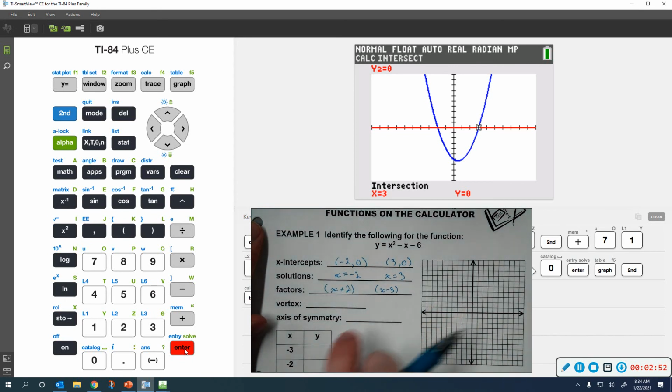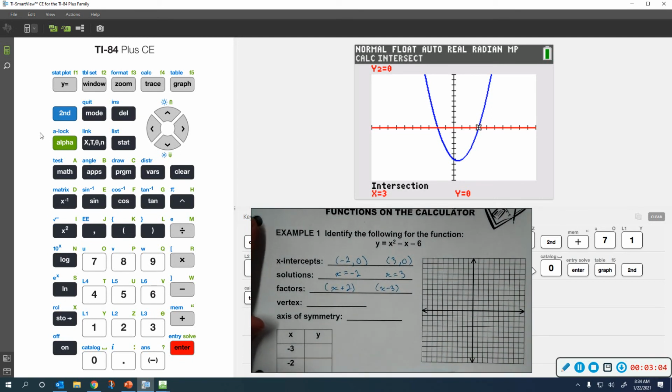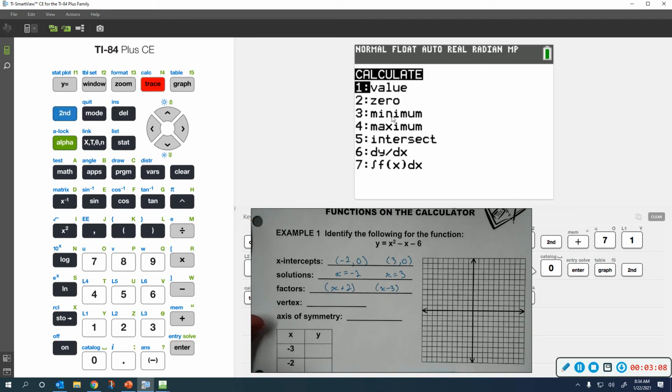For your vertex, you're going to have to remember about mins and maxes. Remember, if it opens up like this, the bottom is going to be a minimum. If it opens upside down, it's going to be a maximum. So to find the vertex, we're going to find the minimum. Go back to second trace, which brings us to the calculate menu. Now we're going to go down to number 3, minimum.